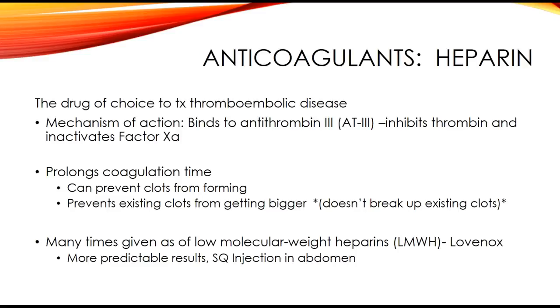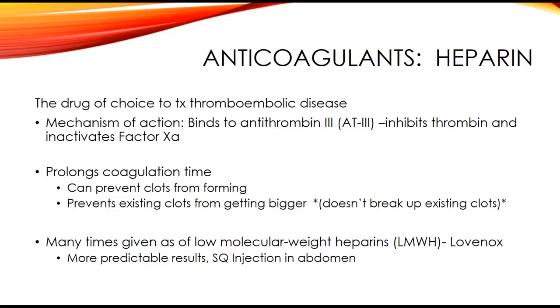So we'll talk about heparin first. This is the drug of choice to treat thromboembolic disease. Heparin is a natural chemical found in the liver and the lining of the blood vessels, and it's also obtained from animal tissue. It is a type of carbohydrate.